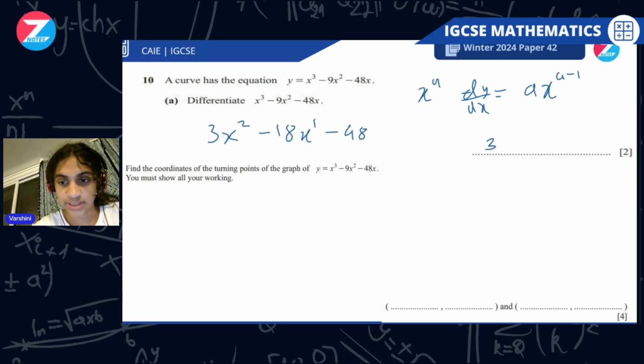So now we just put in the answer. And we also know that as a common rule, any number with just x as the coefficient, the differentiated term of that will just be the coefficient.